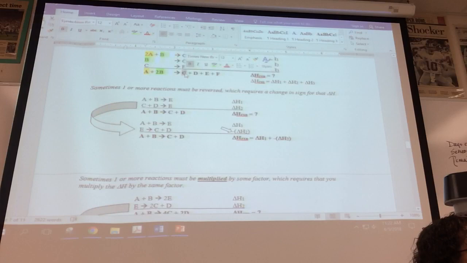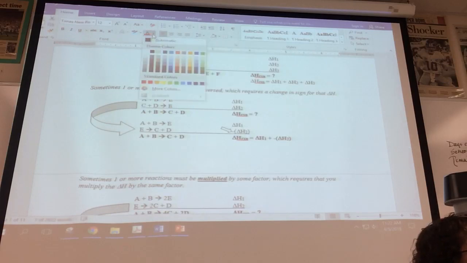I have a C here. I've got one here. I've got one here. That makes 2 C's on the right and 1 C on the left. 2 minus 1 leaves me with 1 C on the right. I've got a D.